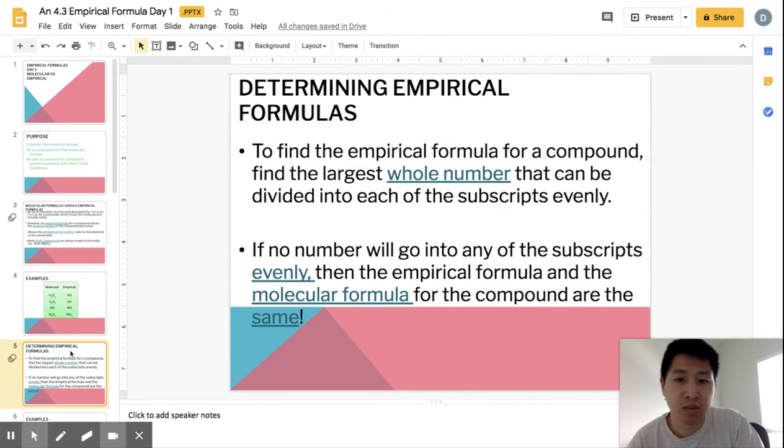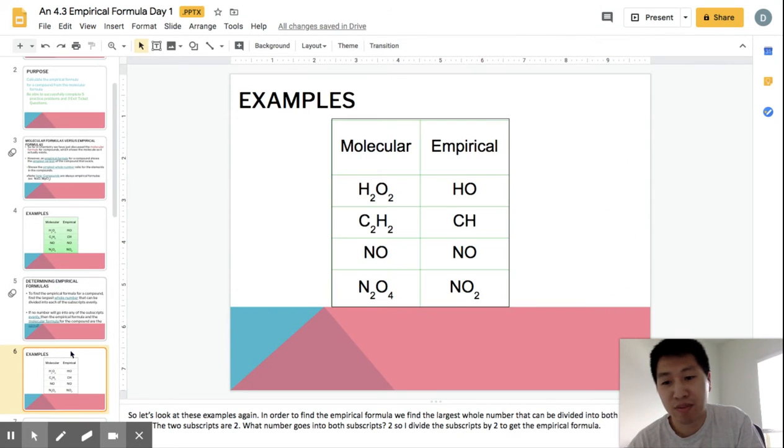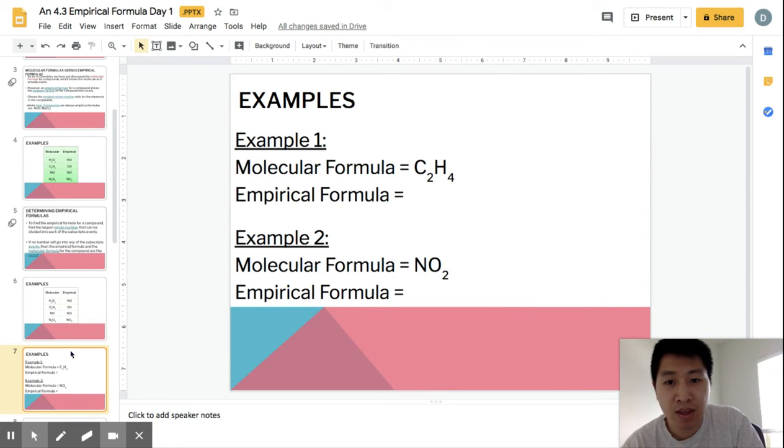Now we go to the next one. Determining the empirical formula. In order to find it, we have to find the largest whole number that can be divided into each of the subscripts. Remember, subscript means the number on the bottom. If no number will go into any of the subscripts evenly, then the empirical formula and the molecular formula for the compound are the same. That means you have nothing else to do. Again, same example as before.